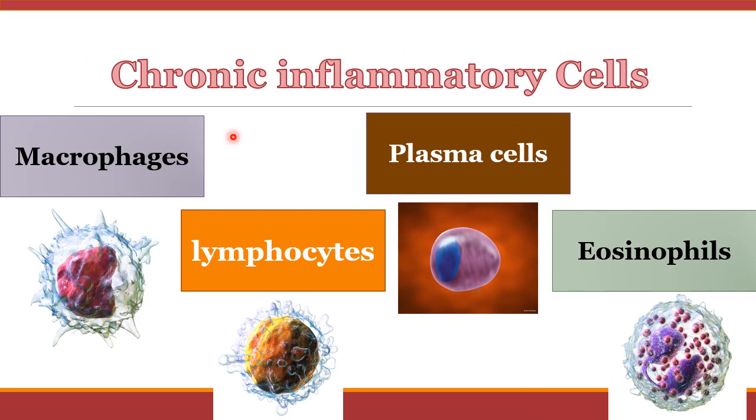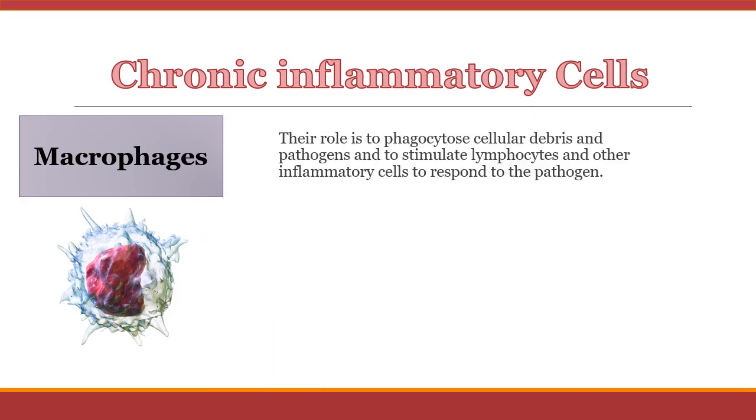Now let's mention some facts about the different cells that are sharing in the chronic inflammatory response: the macrophages, the lymphocytes, the plasma cells, and we will mention some role for eosinophils in certain types of chronic inflammation. Let's start with the macrophages.